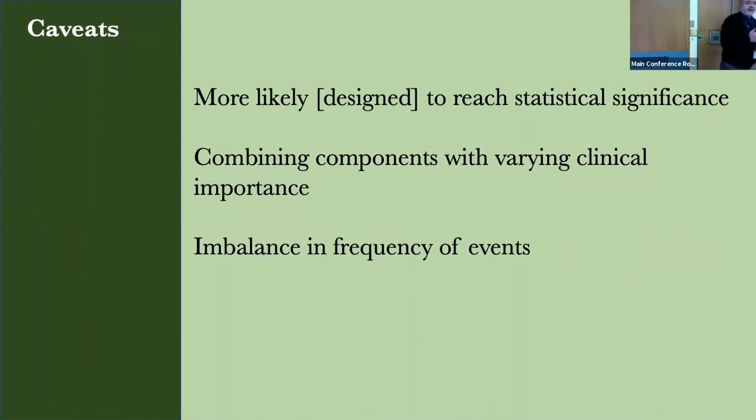The other issue is sometimes you combine outcomes that have different clinical importance. And we'll talk about this in the next few sentences. And lastly, you don't know how frequent each endpoint is going to be. If you're combining chest pain plus something else, and chest pain happens more often than the other endpoint, then the data is going to be skewed and it's not going to be meaningful. We'll talk about that also next.